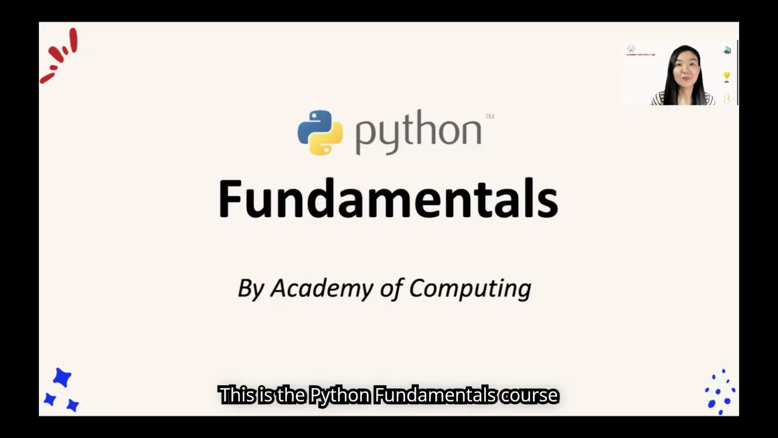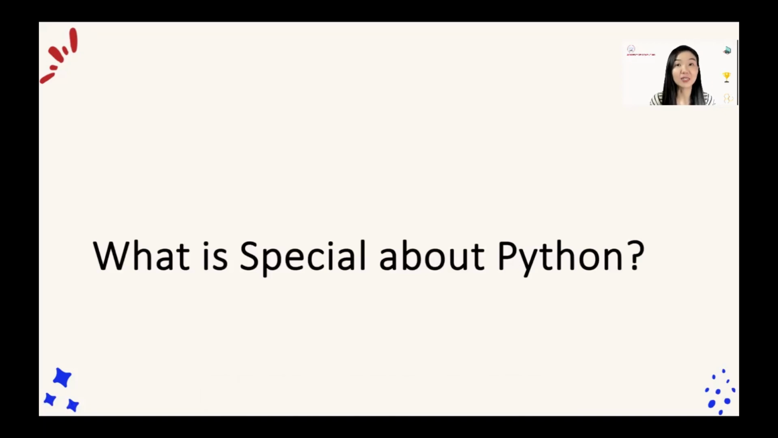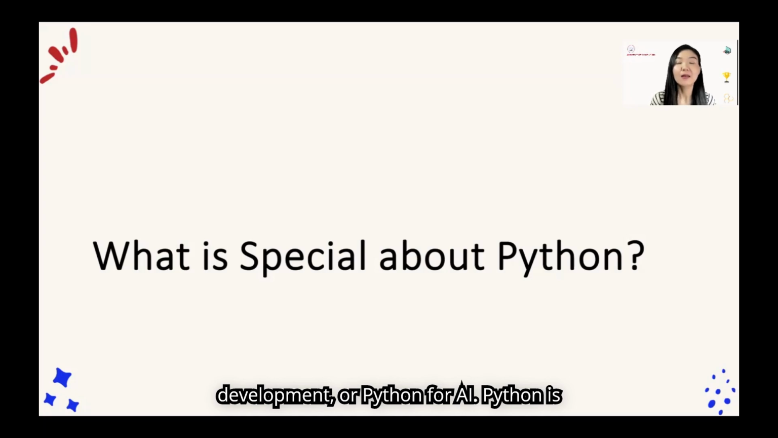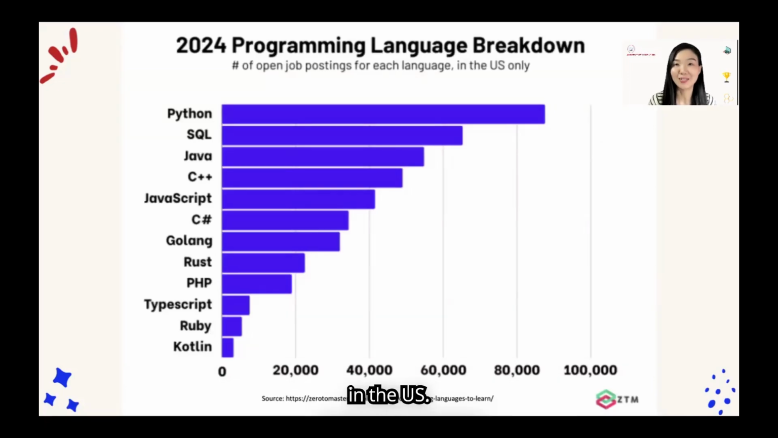This is the Python Fundamentals course for beginners. So what's so special about Python? You probably have heard Python for data analytics, Python for web development, or Python for AI. Python is a very versatile language. According to this report, in 2024, Python had the most number of open job postings in the US.